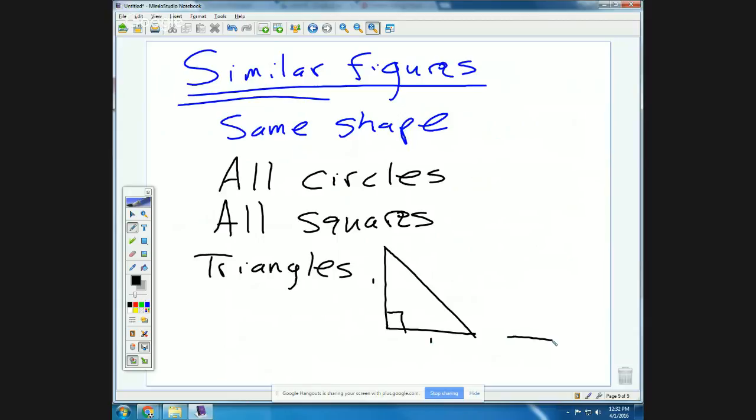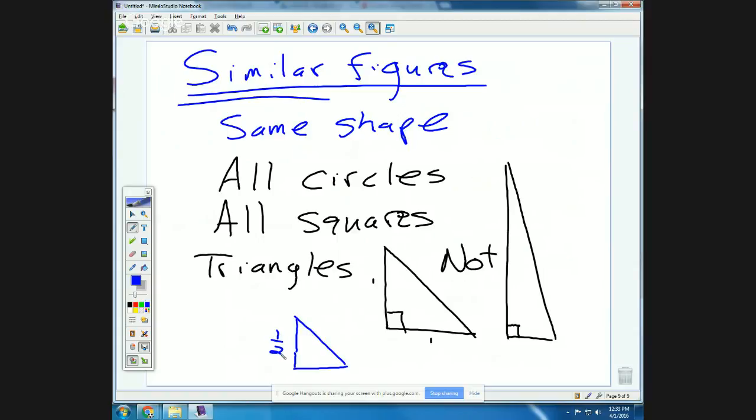I could make another right triangle that looks like that, and these two triangles are not similar because they don't have the same shape. To have the same shape, they'd have to have the same angles. I could make one similar to this one right here by drawing a smaller version where maybe that's 1/2 and that's 1/2, and that's still a right angle. Because if these two sides are the same length, then these two angles have to be the same too.